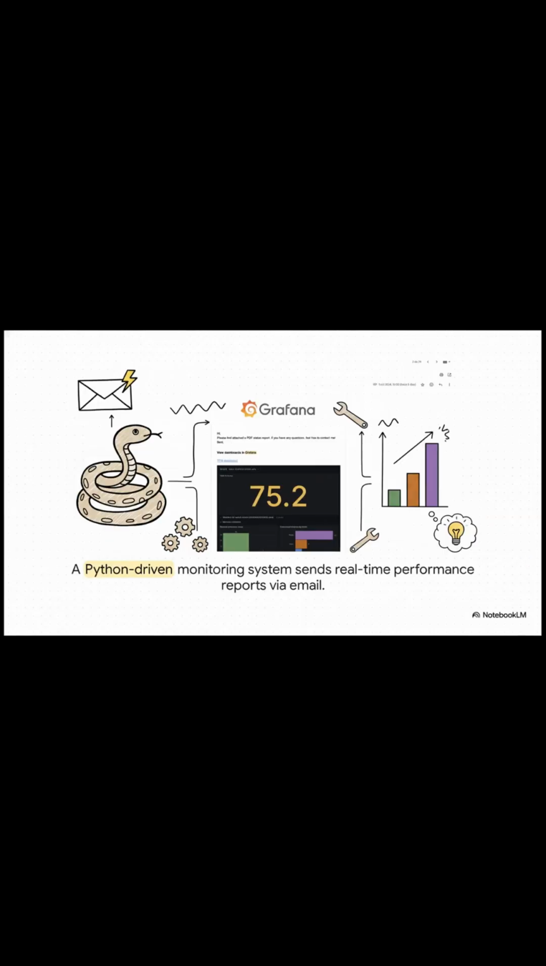And here's the beautiful solution. A Python system automatically cooks up and emails this performance report using a cool visualization tool called Grafana. The developers get an instant alert that the model's accuracy is dropping so they can retrain it before it ever messes up a broadcast. It's a perfect automated monitoring loop, and Python is the engine driving the whole thing.